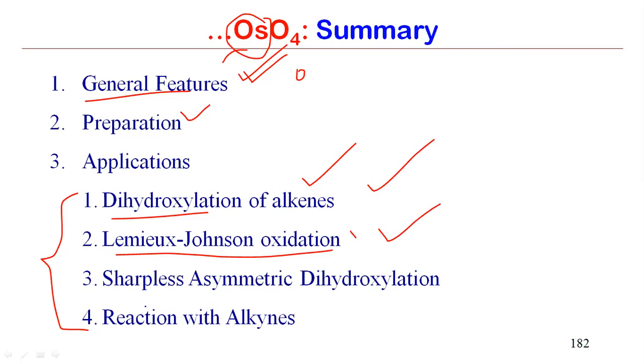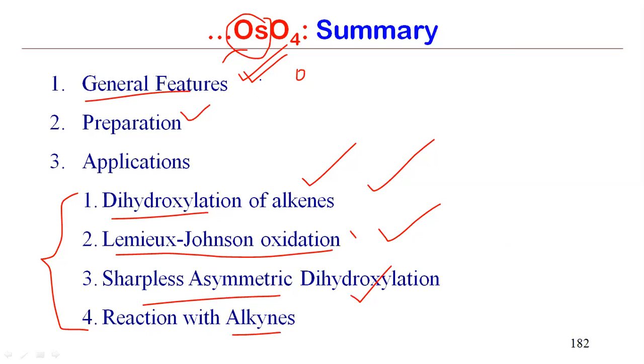And the third one was Sharpless asymmetric dihydroxylation. We know that once we are treating this kind of alkene with AD-mix alpha and AD-mix beta, then we can have the stereochemistry generated from the bottom face or the top face, above the plane of the alkene. So that's what we already studied. Then the last part was the reaction with alkyne. Once we are treating alkyne with osmium tetroxide in the presence of pyridine, we are getting a 1,2-dicarbonyl compound, and if it is a terminal alkyne, then we are getting carboxylic acid in the final product.